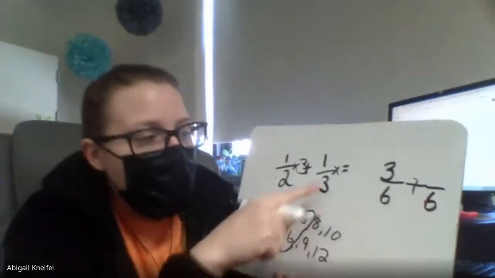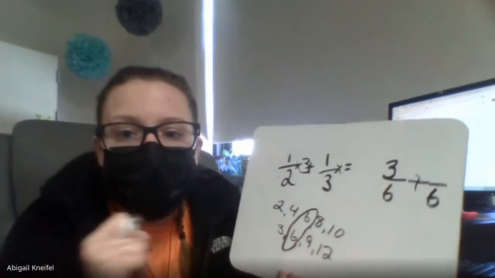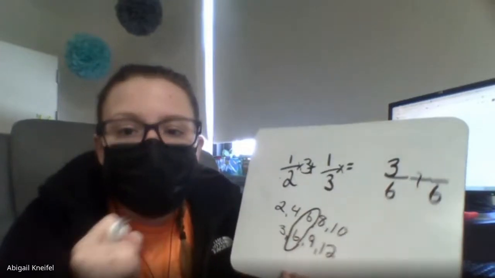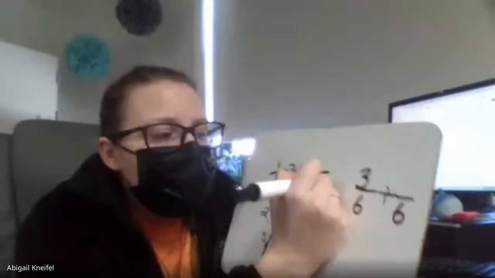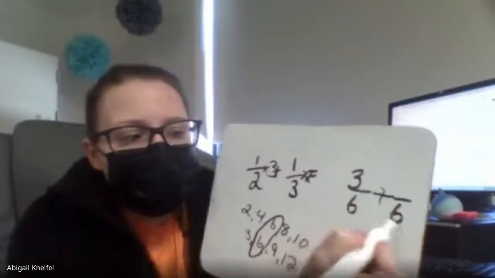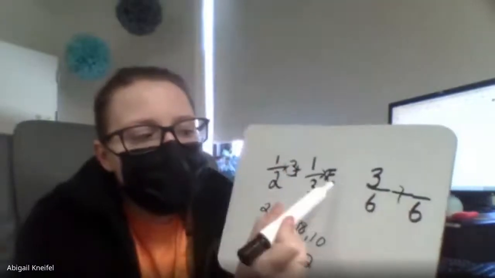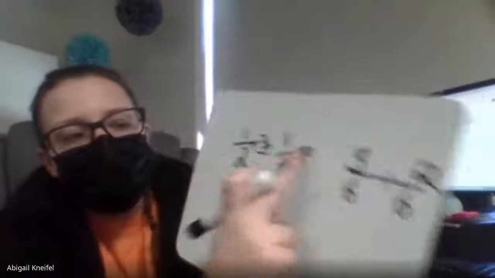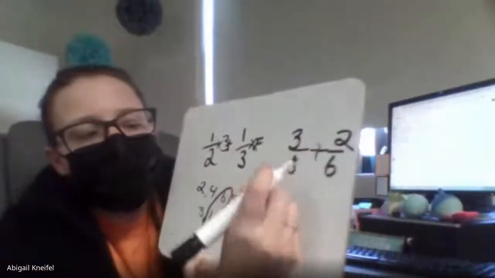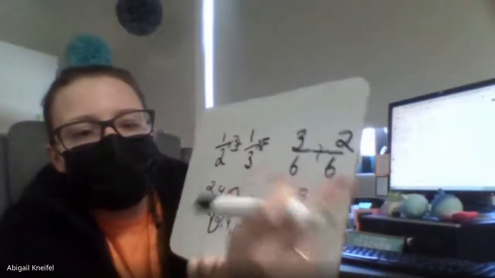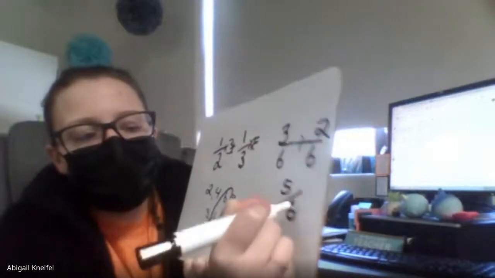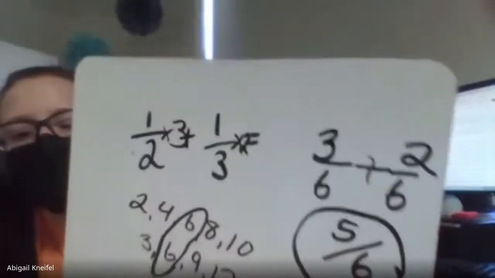Next, how many times do we multiply 3 to get to 6? Twice. 3 times 2 is 6. What we do to the bottom, we have to do to the top. 2 times 1 is 2. Now we add straight across. 3 plus 2 equals 5. Our denominator is 6. Our answer should be 5/6.